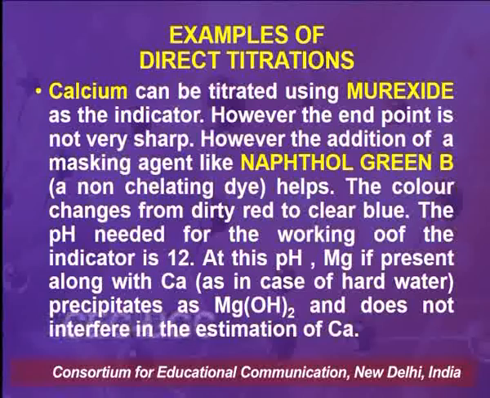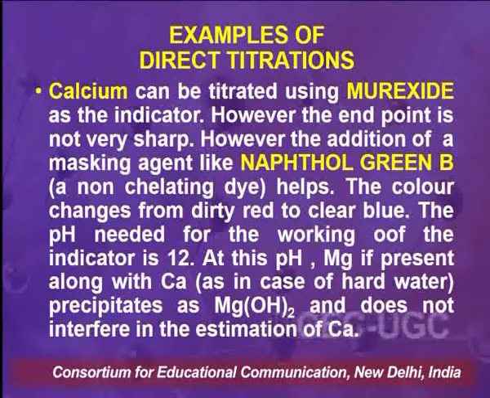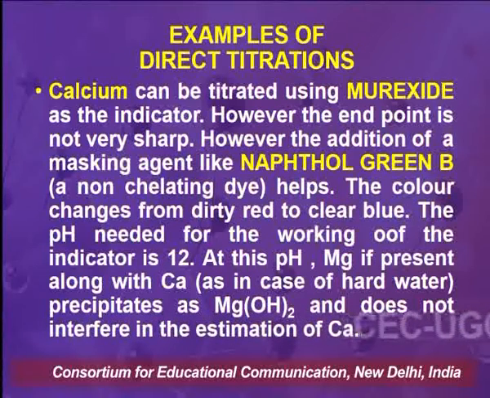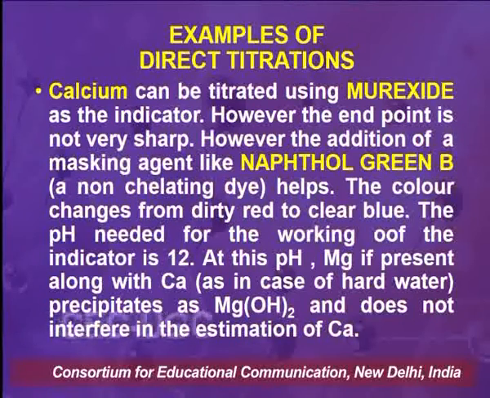The addition of a masking agent like naphthol green B, a non-chelating dye, helps. The color changes from dirty red to clear blue. The pH needed for the working of the indicator is 12. At this pH, magnesium, if present along with calcium, as in the case of hard water, precipitates as magnesium hydroxide, because magnesium forms its hydroxide at a high pH and does not interfere in the estimation of calcium.